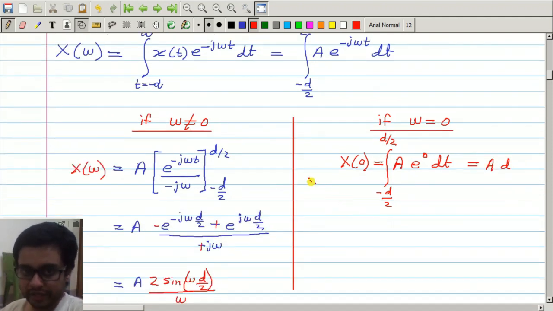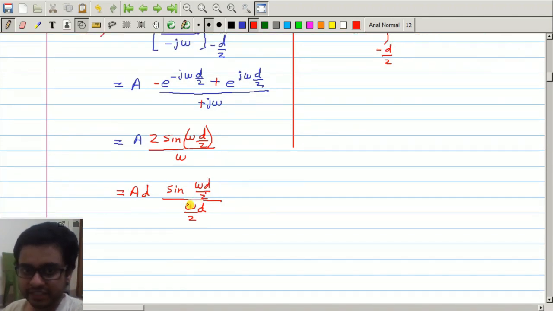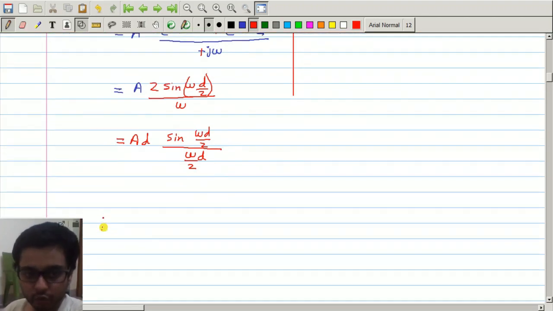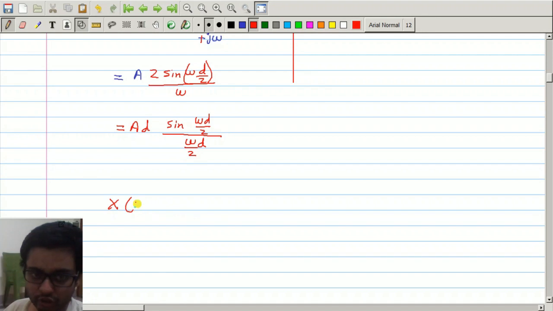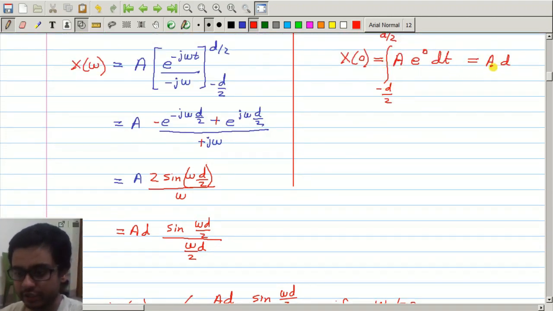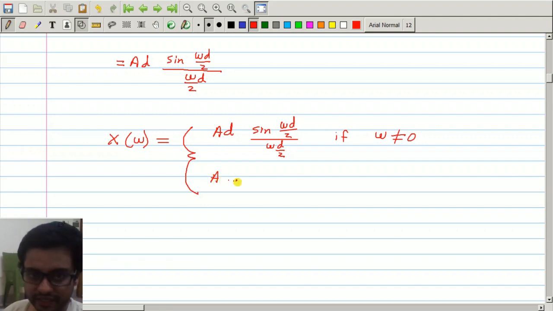Okay, now combining these two results for omega non-zero and omega being 0, we can write finally x of omega is equal to, from here, AD sine omega d by 2 divided by omega d by 2 if omega is not 0, and otherwise it is AD only. It is AD if omega is equal to 0.